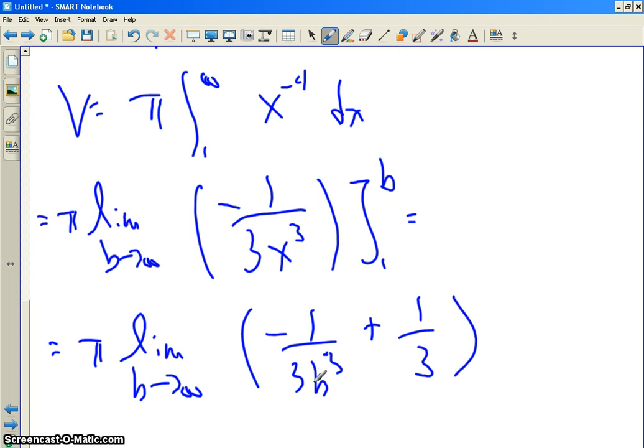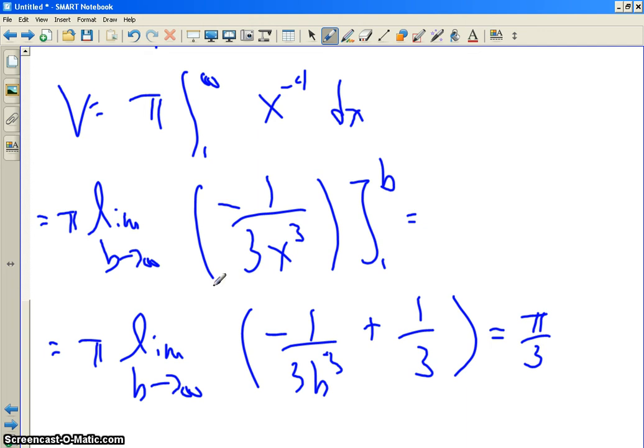As b gets humongous, what does 1 over b cubed do? It gets really, really small, in fact, insignificant. So what's your answer? Pi thirds. Okay, so Gabriel can blow the horn because it has a finite volume. It has a volume of pi thirds cubic feet. Isn't that nice?